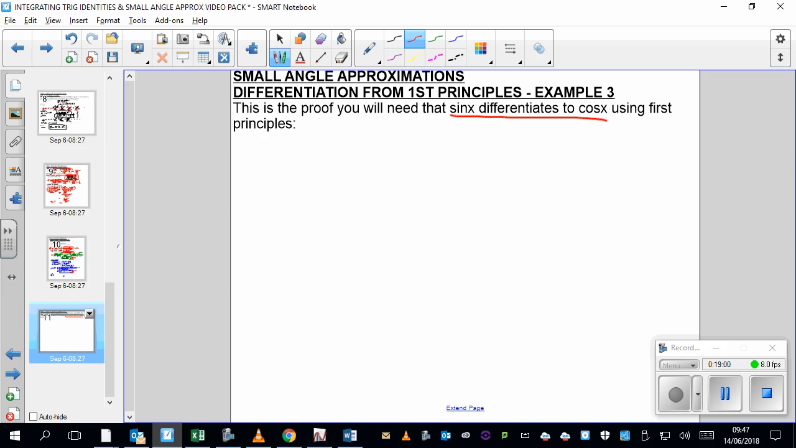So I'm going to differentiate sine to cos, right? So f of x is sine x. So I'm going to do this fairly quickly because I know the video is getting long. So we know from first principles that f dash of x is the limit as h or delta x, whatever you want, of f of x plus h minus f of x over h. Okay? So we're going to apply this now.